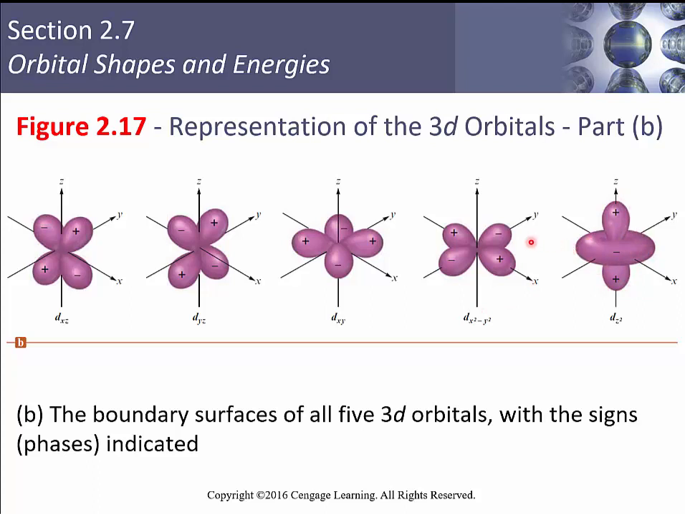So the boundary surfaces for all 5 of the 3d orbitals are shown with the signs indicated. We will talk about what these signs on these lobes mean. Sometimes we'll see that represented as different colors a little bit later. That's going to come in when we start hooking molecules together.